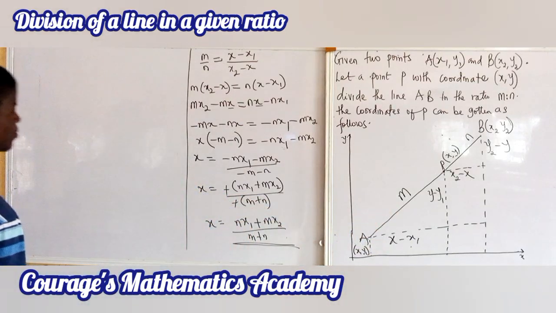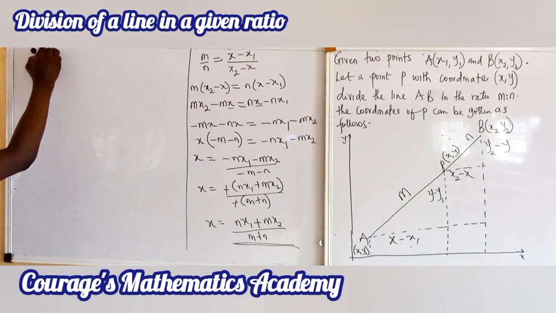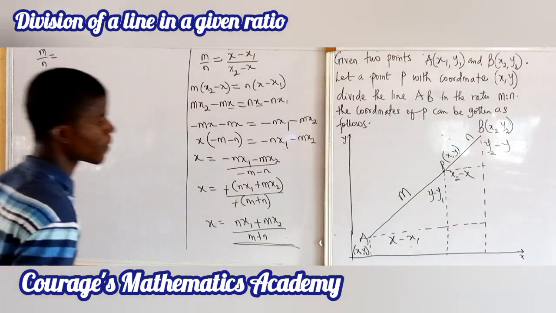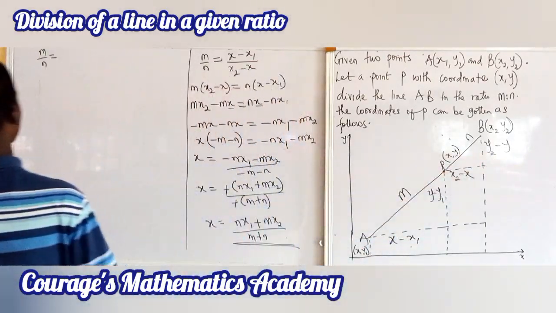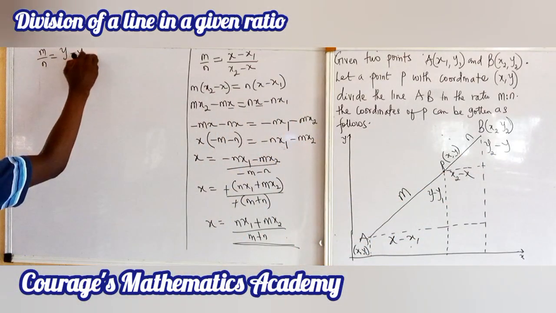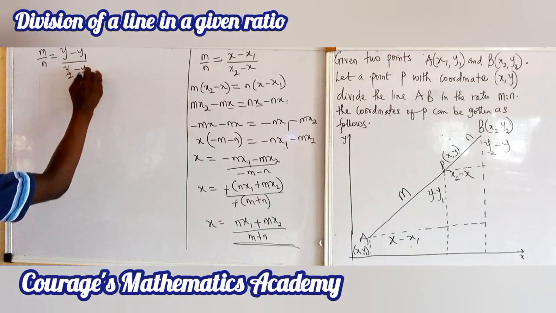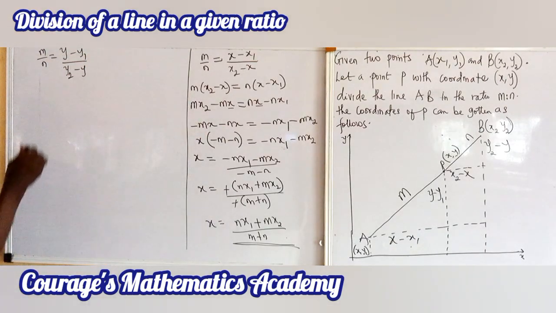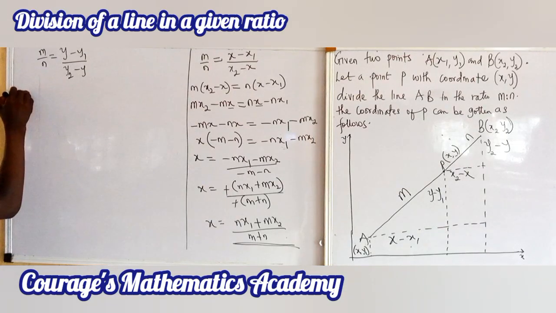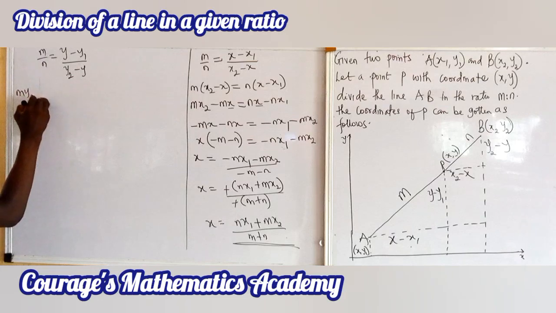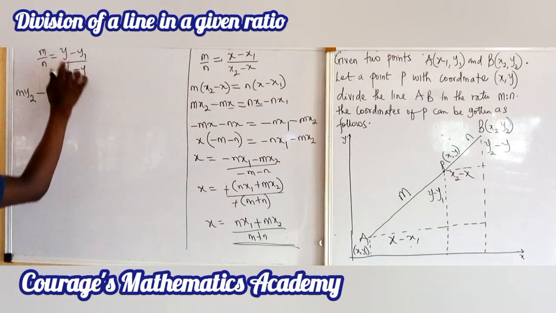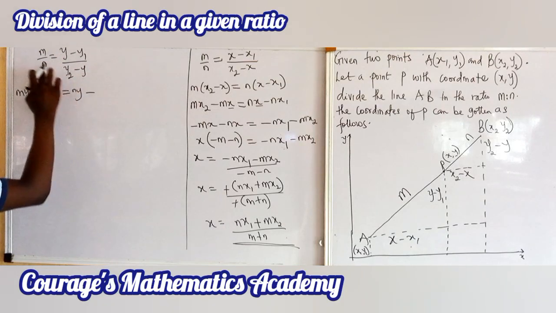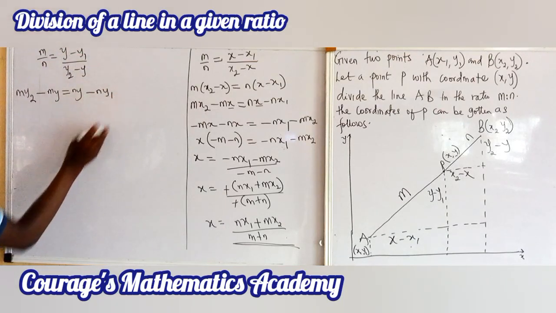So let's continue. For y, we say m ratio n is equal to y minus y1 over y2 minus y. So follow the same process we did here. Cross multiplying, we have m times y2, my2 minus my is equal to ny minus ny1.